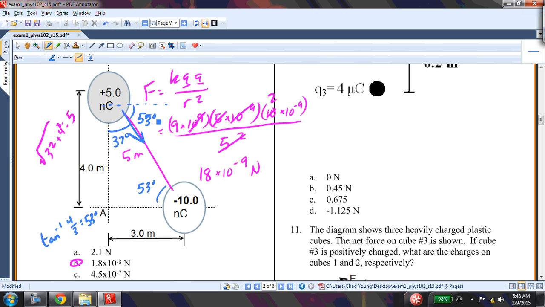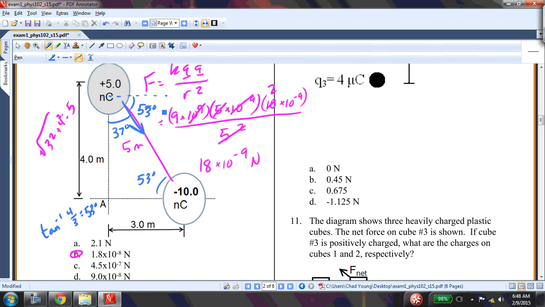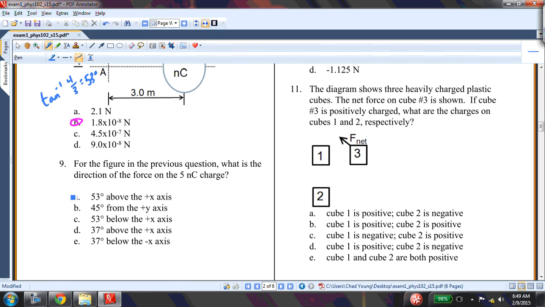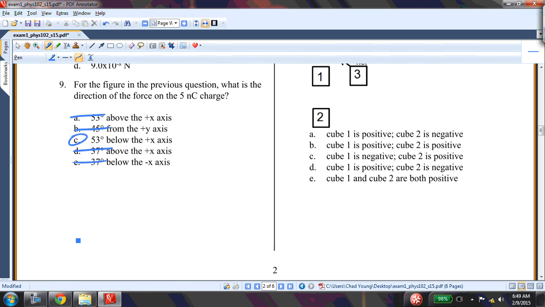Now let's look at our options. It's 53 degrees below the positive x-axis, which is an option. But let's look at these others. It's not above the positive x-axis. It's not 45 degrees. Is it 37 above the positive x-axis? No, it's actually below. And it's not below the negative x-axis. Okay, so C is the right answer.